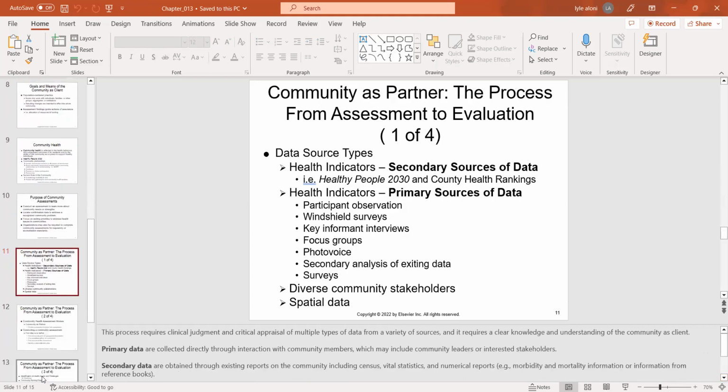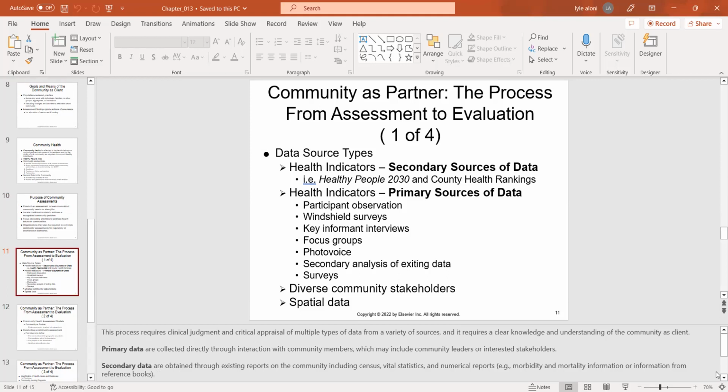When we look at community as a partner, this process is going to require clinical judgment and critical appraisal, and it requires a clear knowledge and understanding of the community. So we take a look at our primary sources of data, which are collected directly through interaction with community members or leaders. So we see participant observation, windshield surveys, key informant interviews, focus groups, secondary analysis of data and surveys. And then we have our secondary data, which is obtained through existing reports, including census, vital statistics, morbidity and mortality among a group of people.